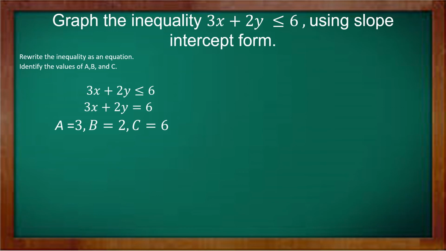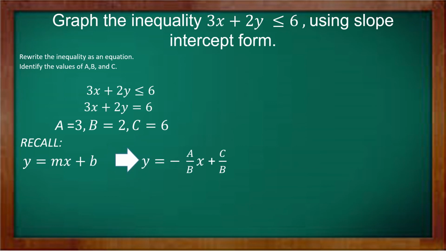Now let us recall the slope-intercept form, which is y equals mx plus b, where m is equal to its slope and b is equal to its y-intercept. We can also rewrite this as y equals negative a over b x plus c over b, so that we can use the values of a, b, and c by substituting them.